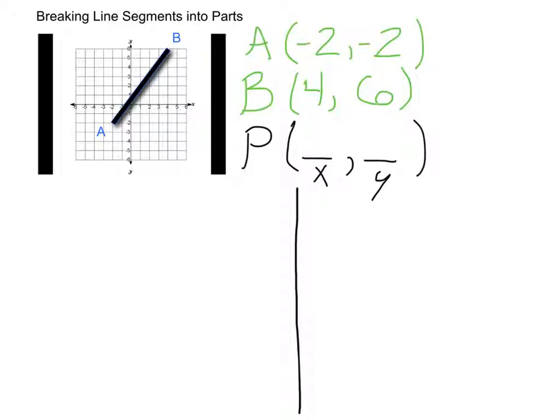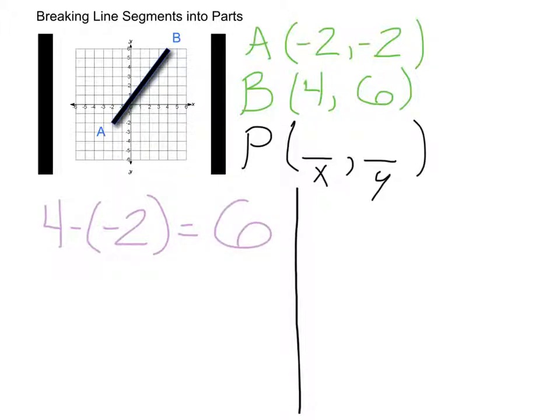I think I'm going to do that maybe in purple. Okay? So let's think about the distance between A and B. If we're doing that, we need to think about the horizontal distance first, since we're trying to find x. So what's the difference between 4 and negative 2? Let's write that out. So let's do 4 minus negative 2, same as 4 plus 2. That's going to get us to 6.